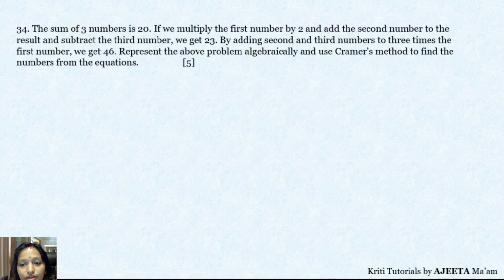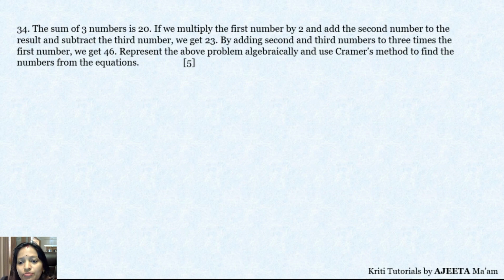Now the sum of three numbers is 20. If we multiply the first number by 2, add the second number to the result, subtract the third one, we get 23. By adding second and third numbers to 3 times the first number, we get 46. Represent the above problem algebraically and use Cramer's rule to find the numbers from the equations. Now here we have to form the equation first, and after that we have to use Cramer's rule.